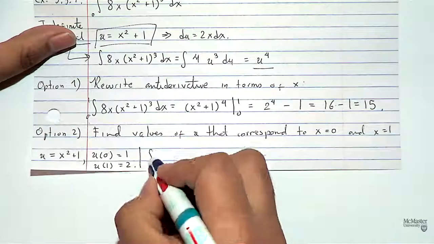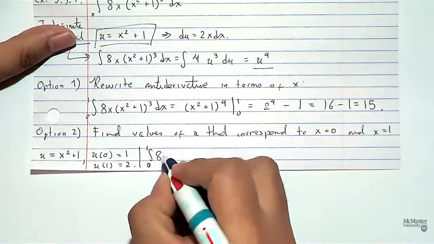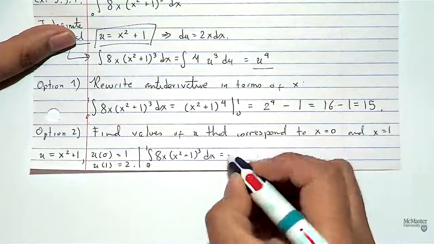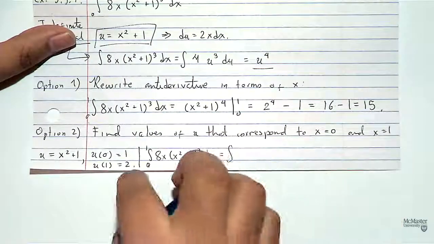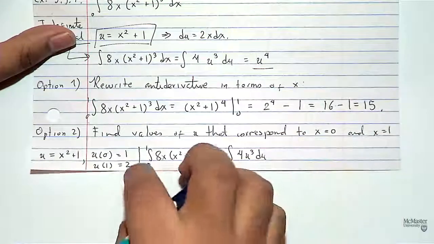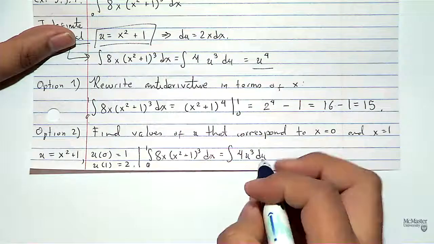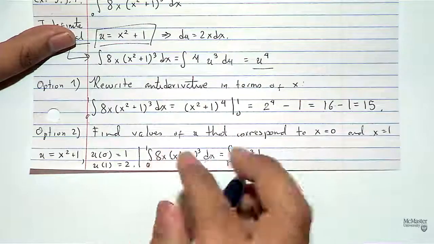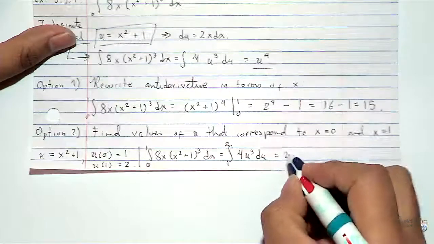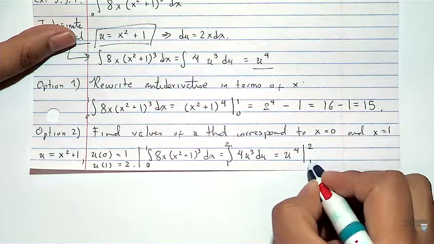Because basically, okay, you have the integral from 0 to 1 of 8x times (x squared plus 1) cubed dx. So basically, let's do the substitution. Then you stay in the space of u. So you would have 4u cubed du. You change the limits. So basically 0 was mapped to 1, and 1 was mapped to 2 in this case. And you can do the integration now with these limits. So this is u to the 4th as we knew before, but now with the limits 2 and 1.